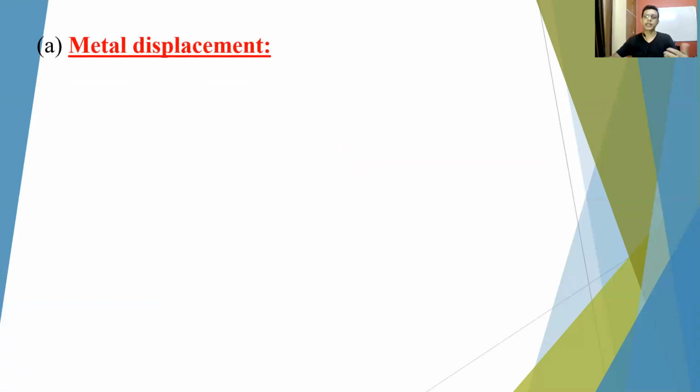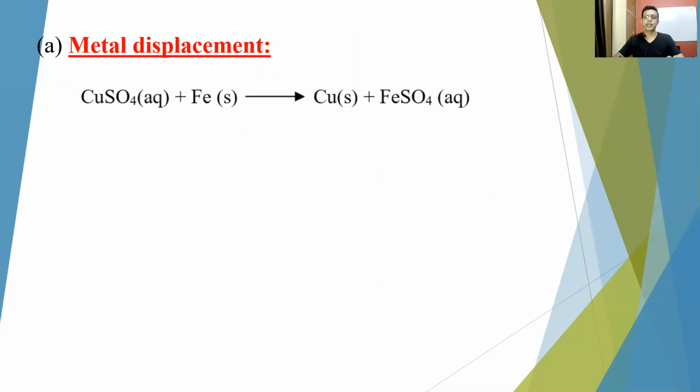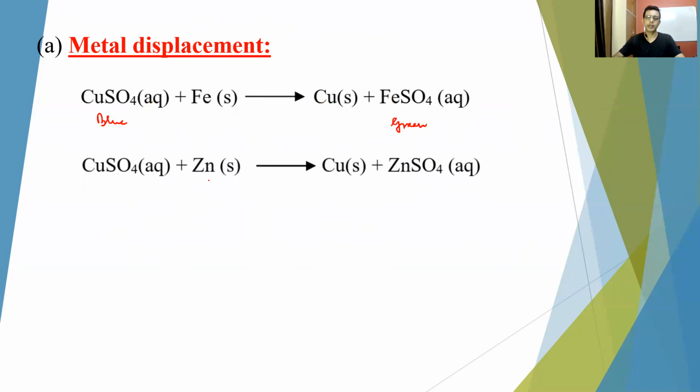Based on whether a metal is displaced or a non-metal is displaced, we can have two types of displacement reaction. One is called metal displacement. This is the displacement where a metal is displaced, like copper sulfate and iron giving copper and iron sulfate. During this reaction, the blue color of copper sulfate will fade and ultimately become green. We know that copper sulfate is blue in color and ferrous sulfate is green. Another example is copper sulfate and zinc giving copper and zinc sulfate. In this case, the blue color of copper sulfate will disappear, but zinc sulfate is colorless, so the solution will become colorless.